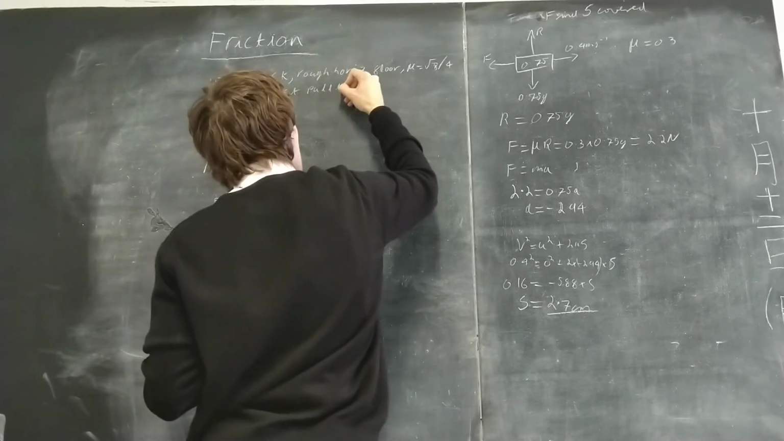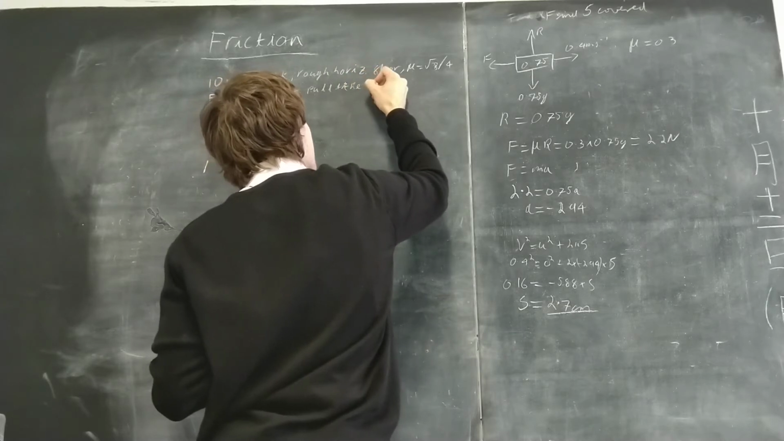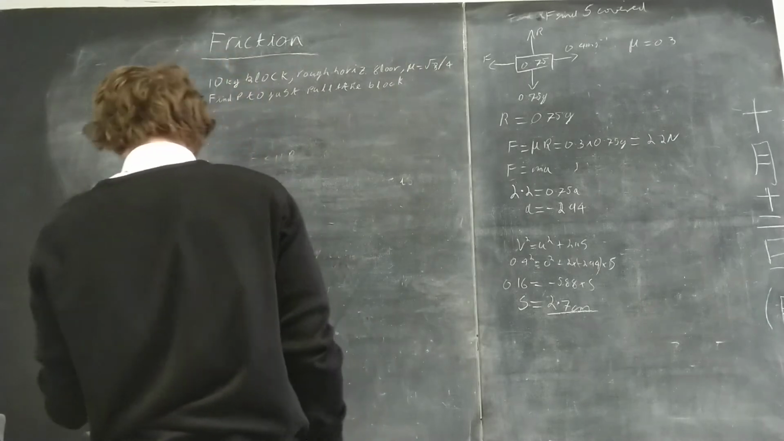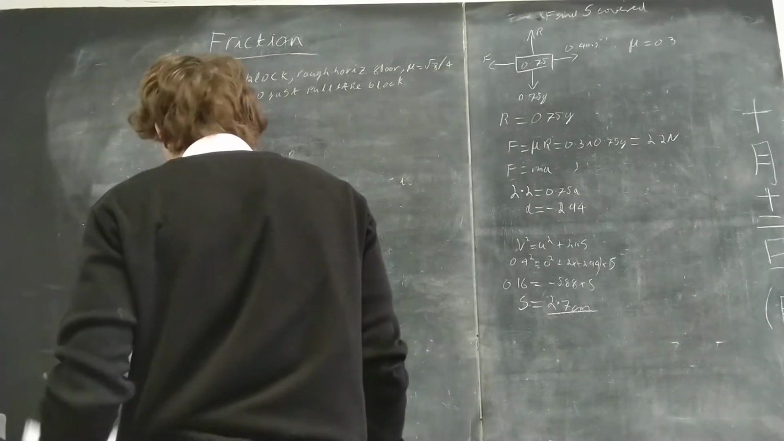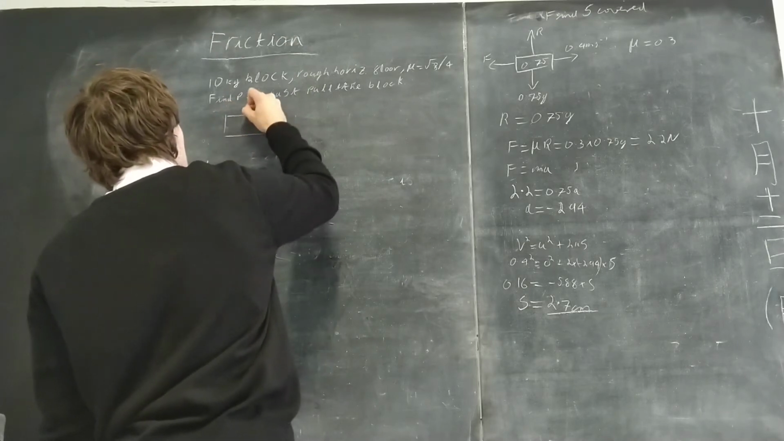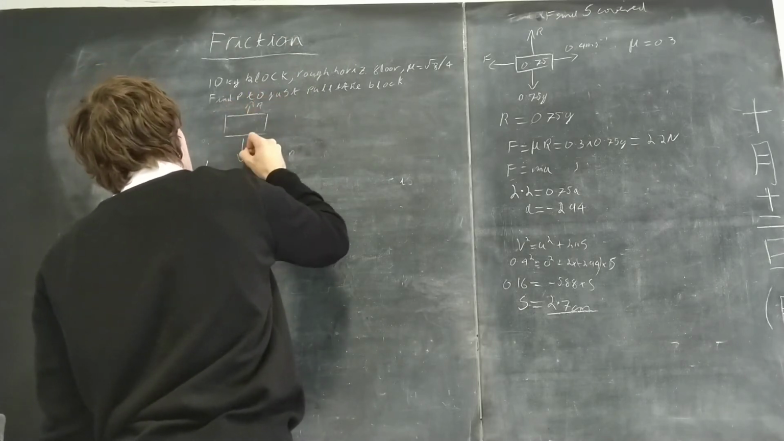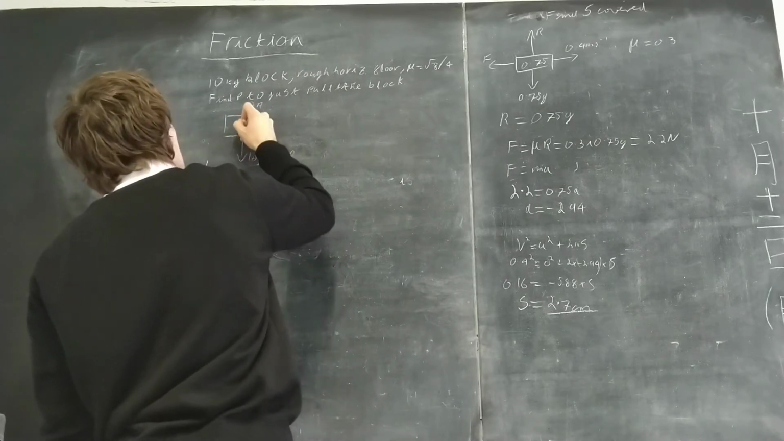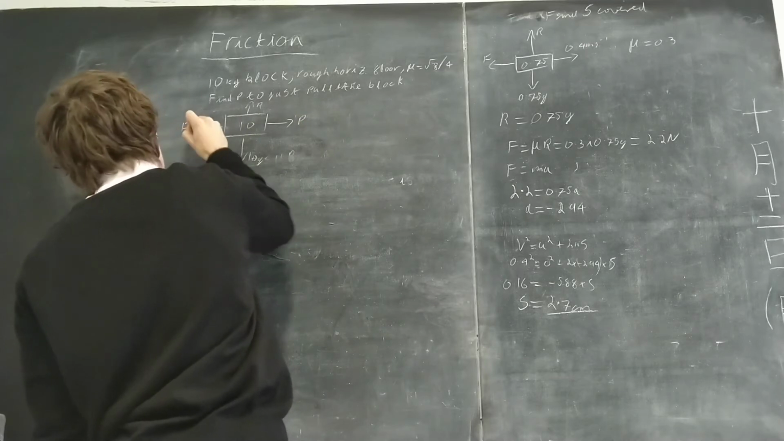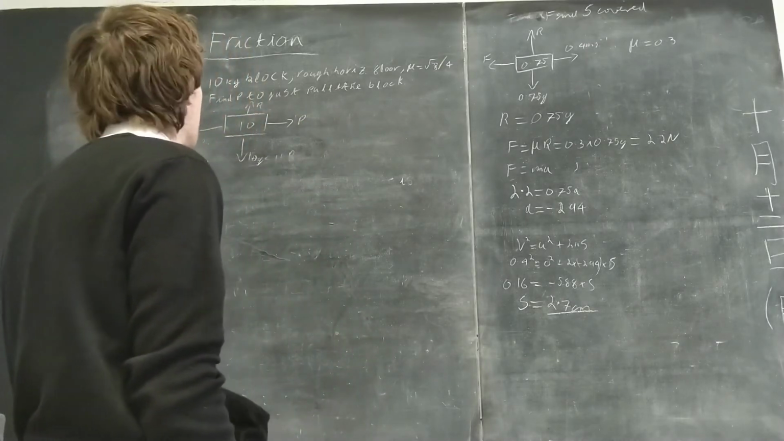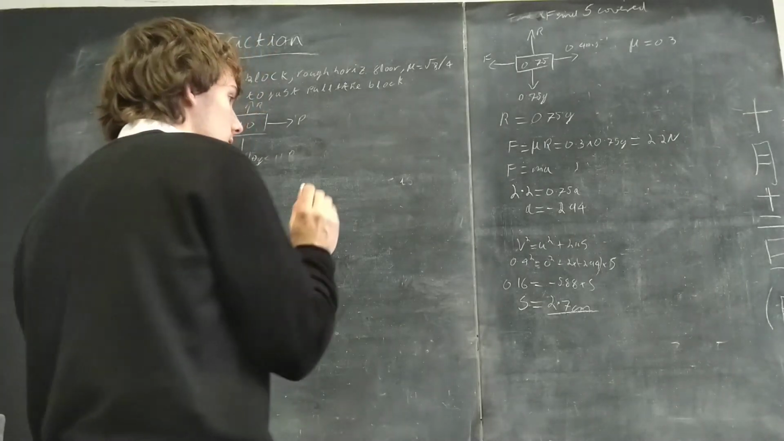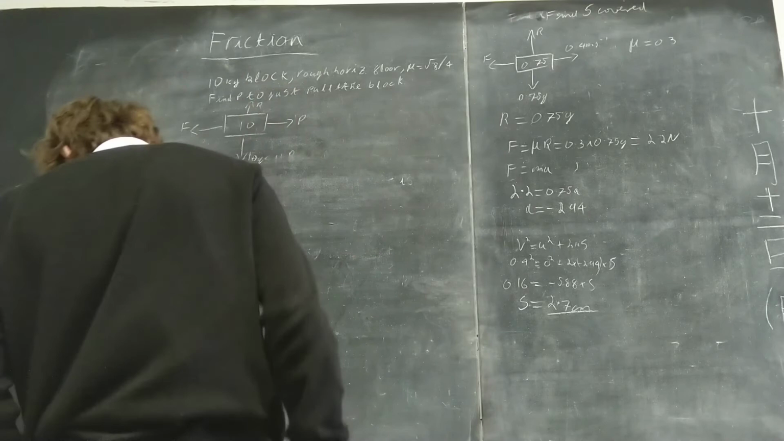Is that √3/4? Yeah. Okay, so we can draw this out. We've got R, we've got 10G, 10P. Find P to just pull the block.